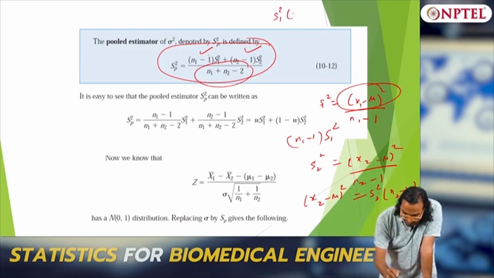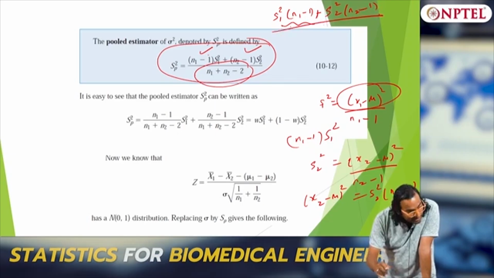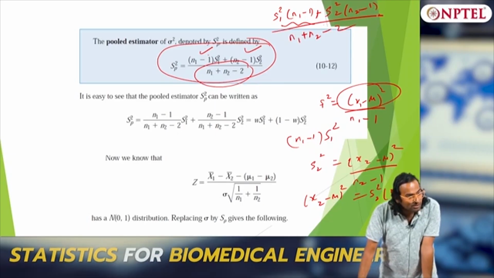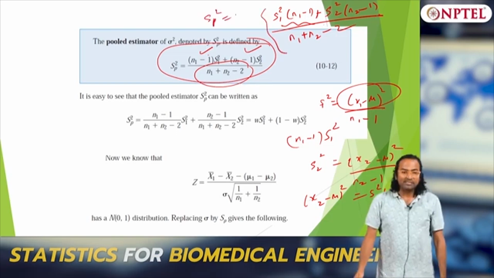So that is why I have S1 squared into N1 minus 1, the variability, the total change in the first population with regard to the mean, plus the deviation in the second population with regard to the mean, divided by the total degrees of freedom. This is a pooled variance.